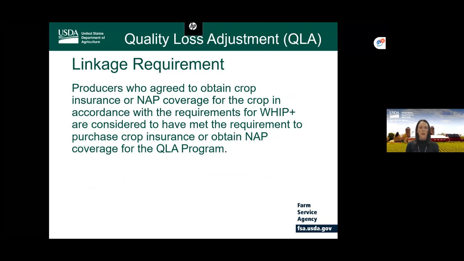Producers who agree to obtain crop insurance or NAP coverage for a crop in accordance with the requirements for WIP Plus are also considered to have met the requirements to purchase crop insurance or obtain NAP coverage for the Quality Loss Assistance Program.